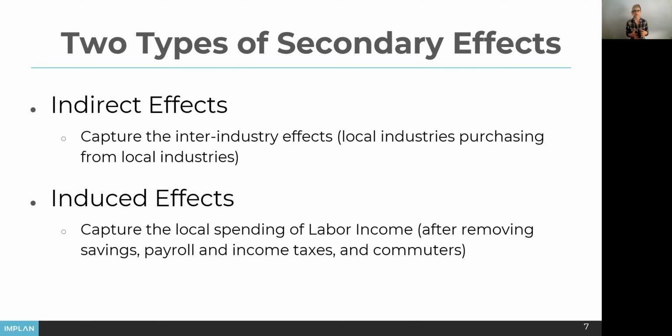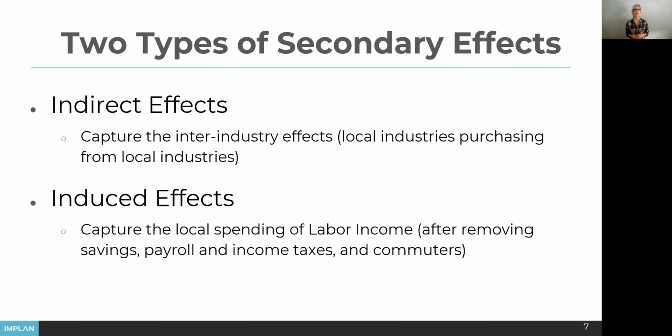Okay, and induced effects are basically the workers at that car manufacturing plant, those 100 workers, who go out and spend money after accounting for savings and taxes and employees that don't live in the region. Those who do will spend some of their money at local restaurants, local movie theaters, local grocery stores, local salons and barber shops, local clothing stores, and all of those things. But we don't assume that all this stuff is purchased locally. Again, we've got our trade flow model that helps us with that.